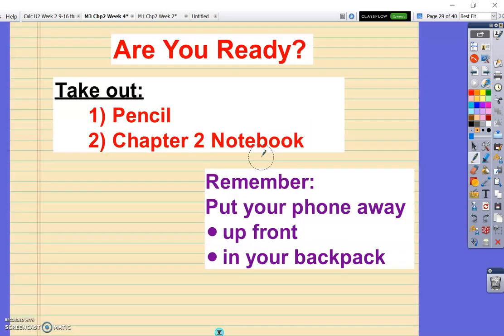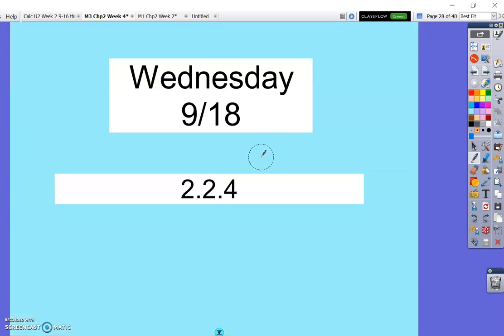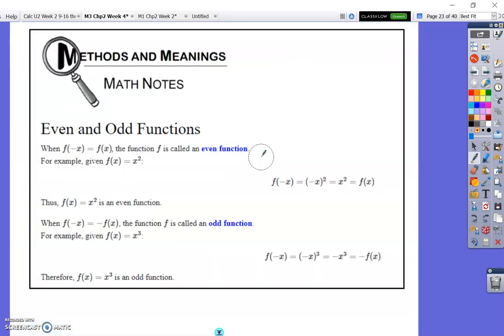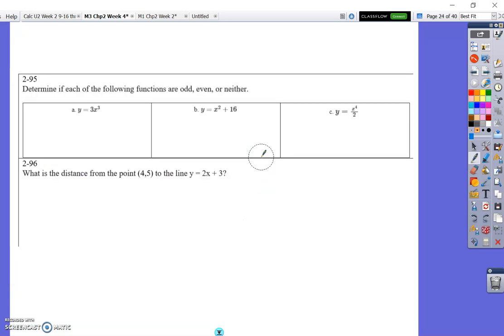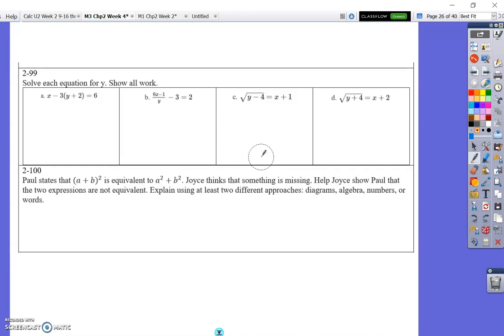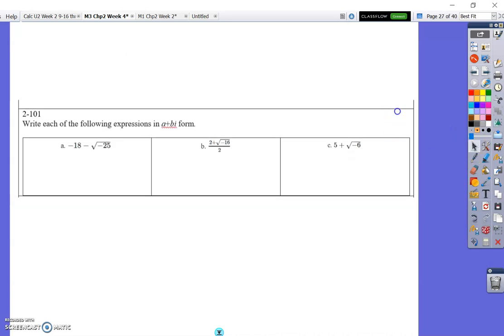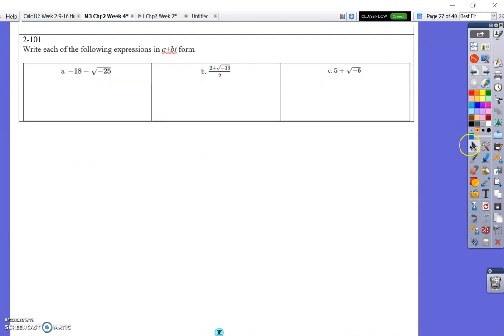Our homework for today actually starts with 102. What is this? Actually, no, that's our homework for tomorrow. Just kidding. So our homework for today. The first thing you'll notice, we're going back to even and odd functions, which we just spoke about. And then we've got distance from a point to a line, graph and describe a function, and that stuff. Let's actually start with 101, and then we'll go back and do the other ones in a different video.